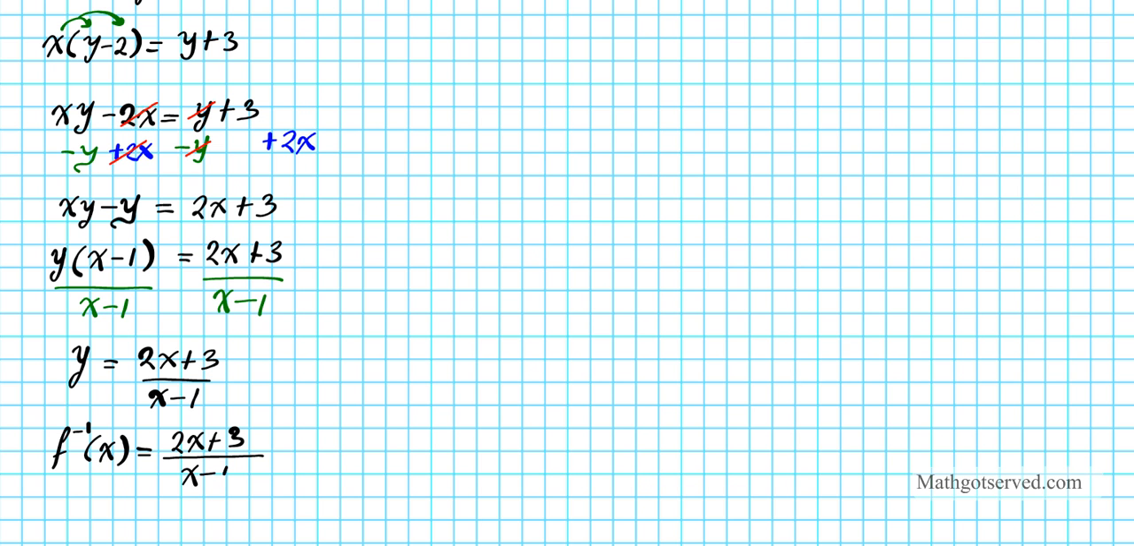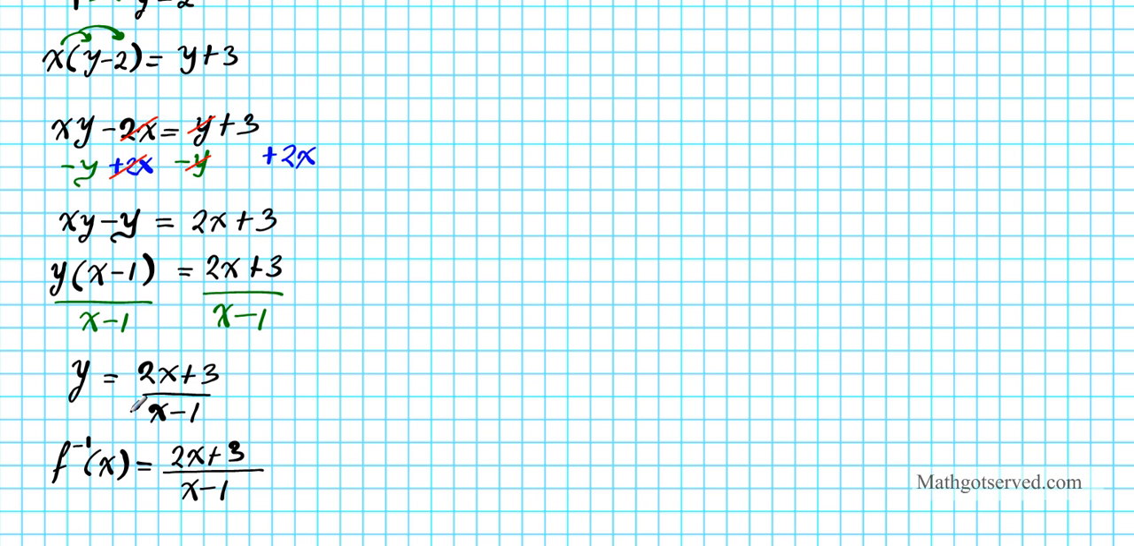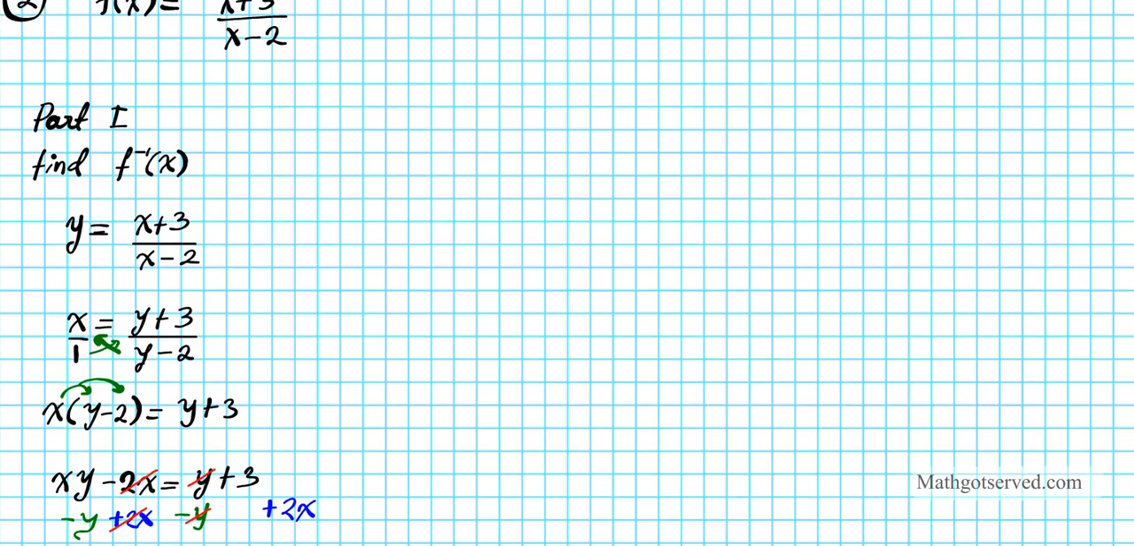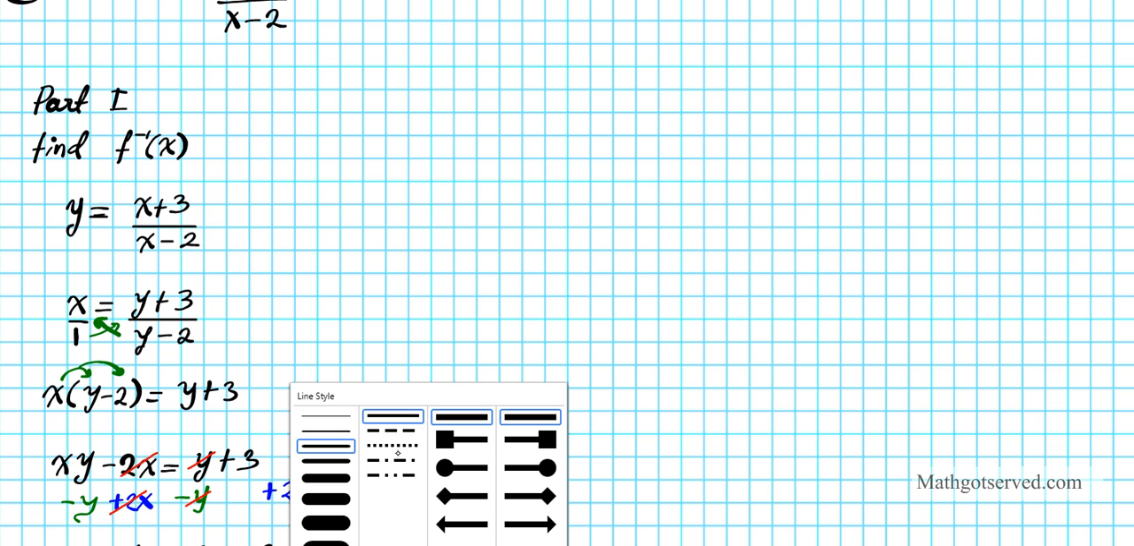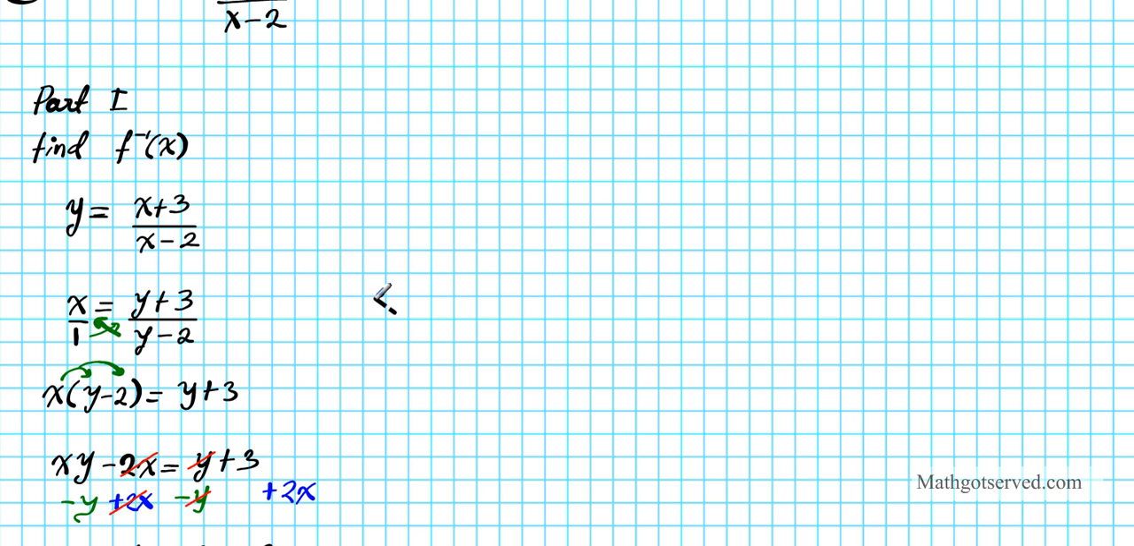All right, so there you have it. That's that for part 1. We have the inverse. Now, is our inverse correct? That's what parts 2 and 3 are going to help us accomplish. They're going to help us show if this inverse is in fact correct. Okay, so let's go ahead and partition our workspace into parts 2 and 3.